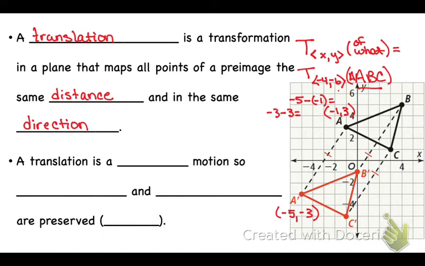So if I go B, if I go back 4, 1, 2, 3, 4, and I go down 6, 1, 2, 3, 4, 5, 6. Do I land on B prime? Okay, so let's check it for C. 1, 2, 3, 4. 1, 2, 3, 4, 5, 6. Yeah. Does it work?